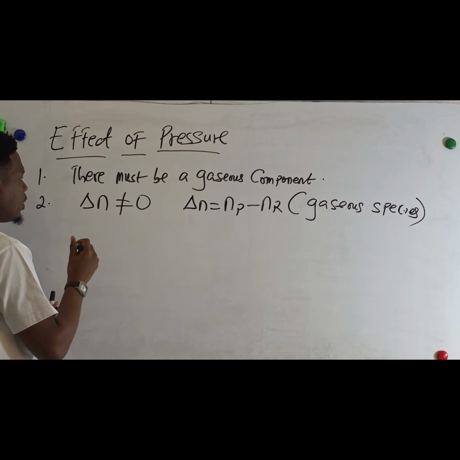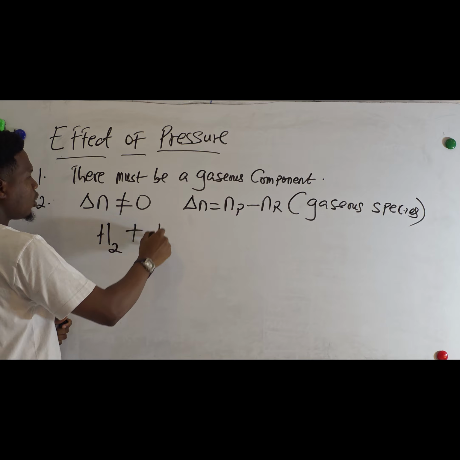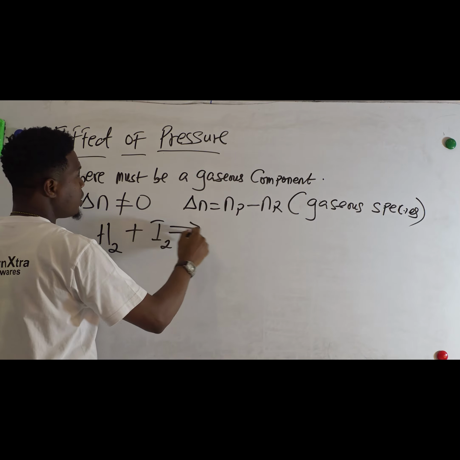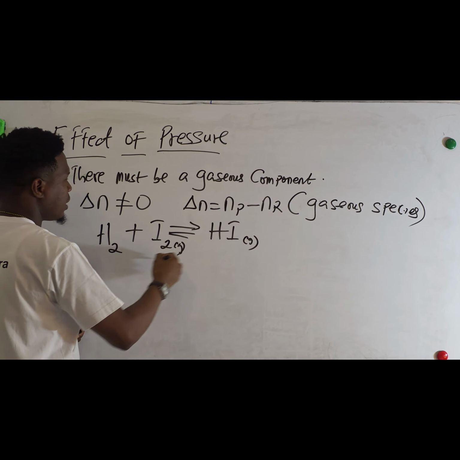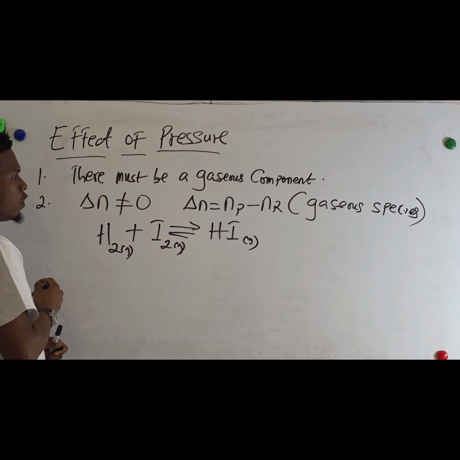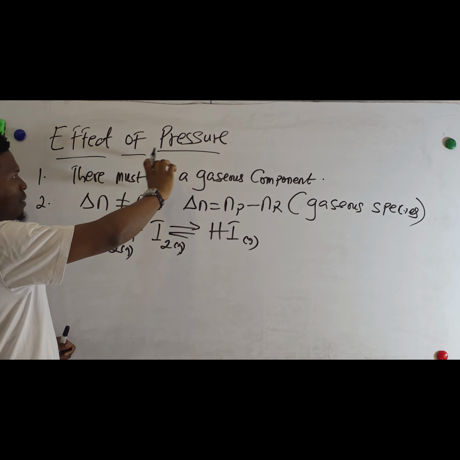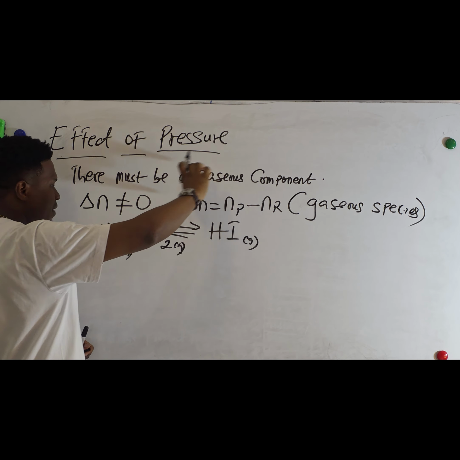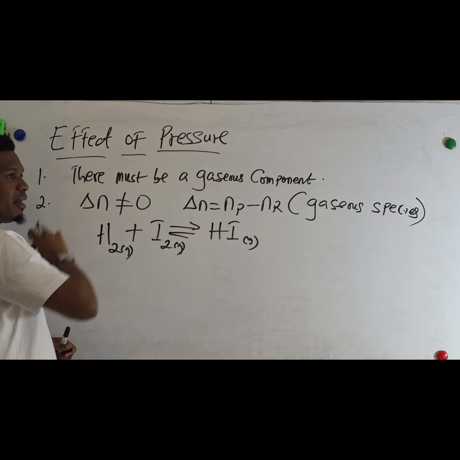Okay? For example, if I have something like this, let's say I have hydrogen combining with iodine to give us hydrogen iodide. Okay, this is gaseous, this is gaseous, this is gaseous. So this equation satisfies the number one condition. There must be a gaseous component. Once you have seen one gaseous component in the equation, then pressure can have an effect on the system.